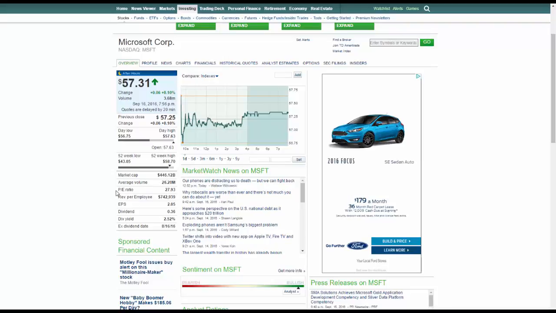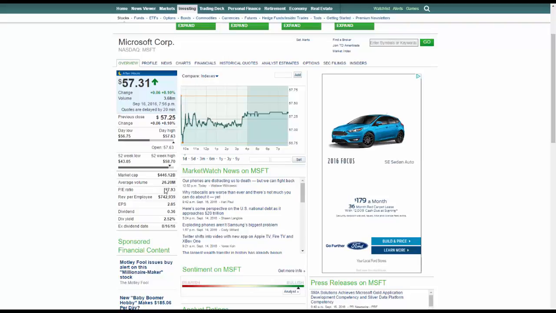The next item here, a key variable to pay attention to and learn about when picking a stock to buy, is the price to earnings ratio. This ratio is equal to the price divided by the earnings per share. And in some respect, this is a way to say how much am I paying in order to receive some earnings off of that stock.